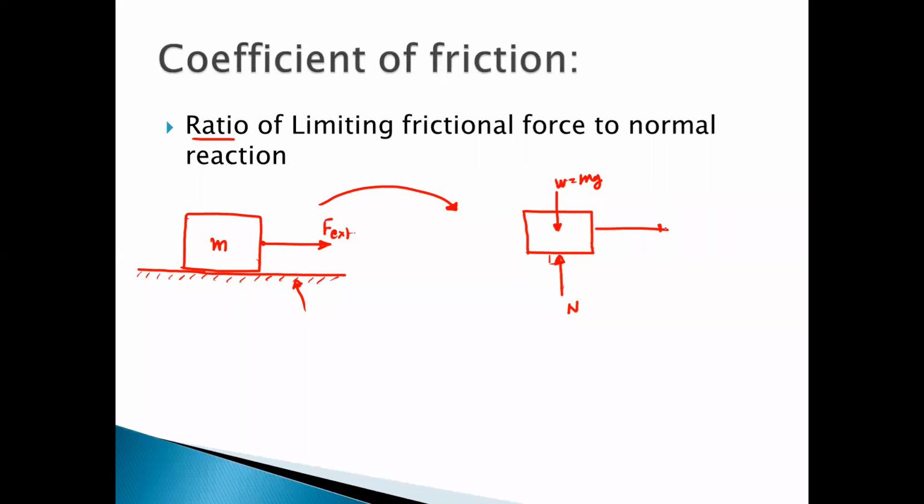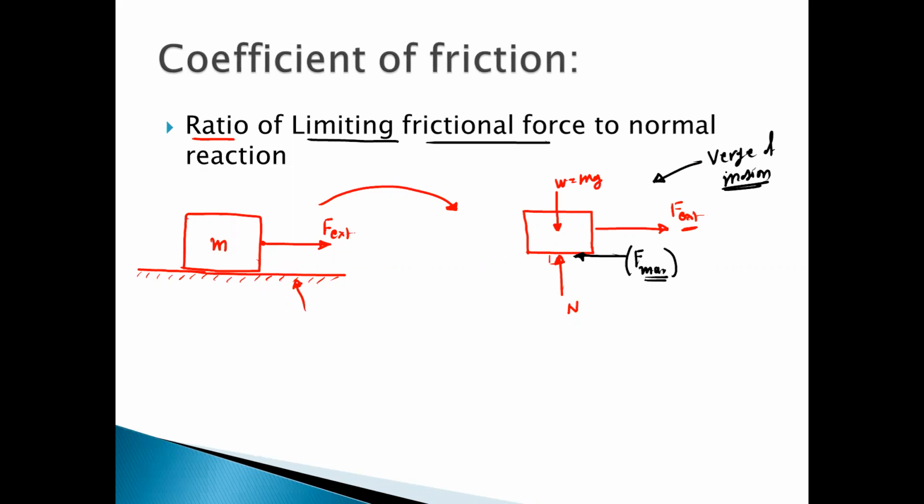Then there is an external force, F external, and due to this external force there will be a frictional force at this point. This frictional force is called the limiting frictional force. We take this value as F max. We can only take F max when the object is on the verge of motion. Otherwise, the force will be just a frictional force, not the F max value. So we only consider F max if the object is on the verge of motion.